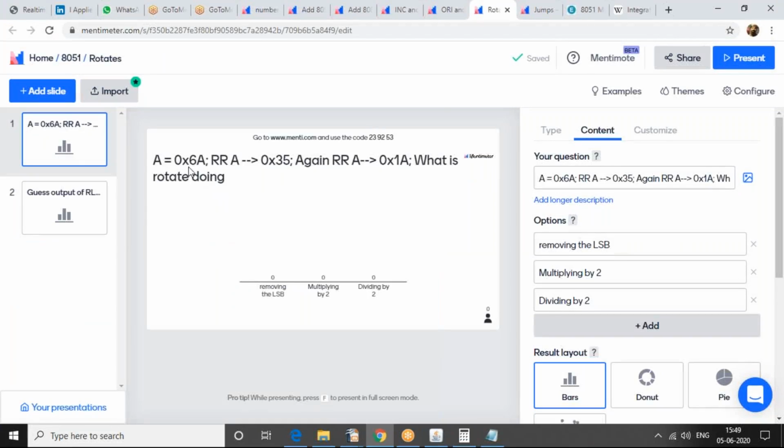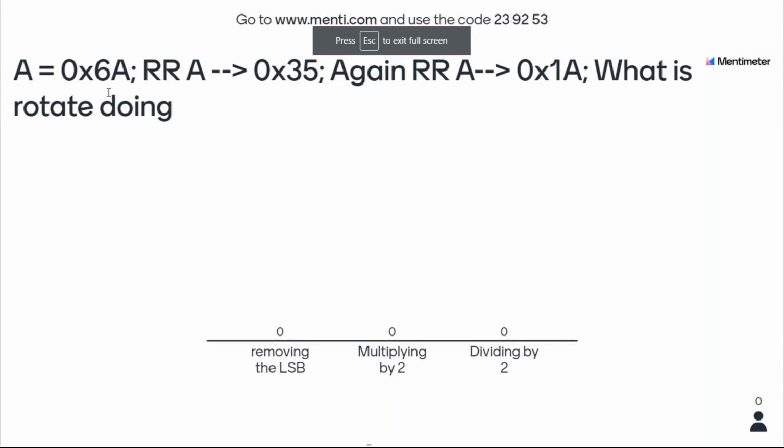I hope you can see the question. A is 0x6a, and then after you rotate it, it becomes 35, and then after you rotate it, it becomes 1a. So the question is, what is A doing? What is the rotate operation doing? You can guess based on the results what it is doing, and then try to make a generalized assumption of what a rotate instruction is capable of doing.